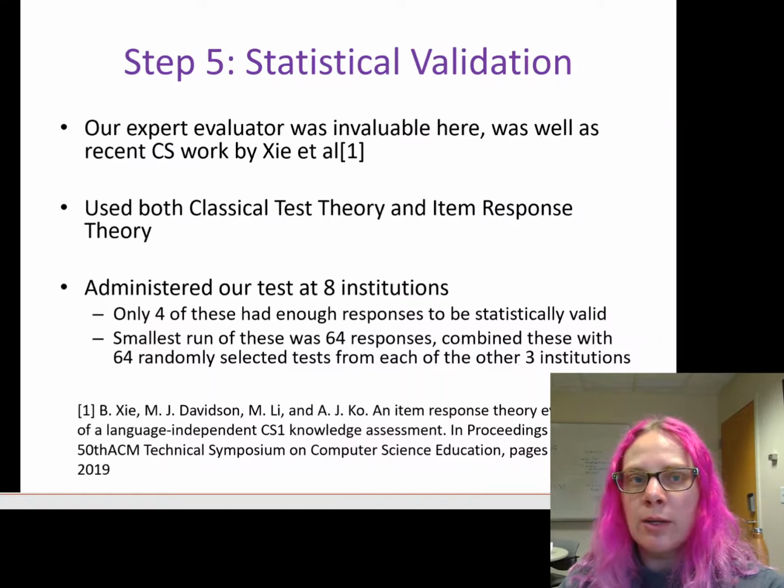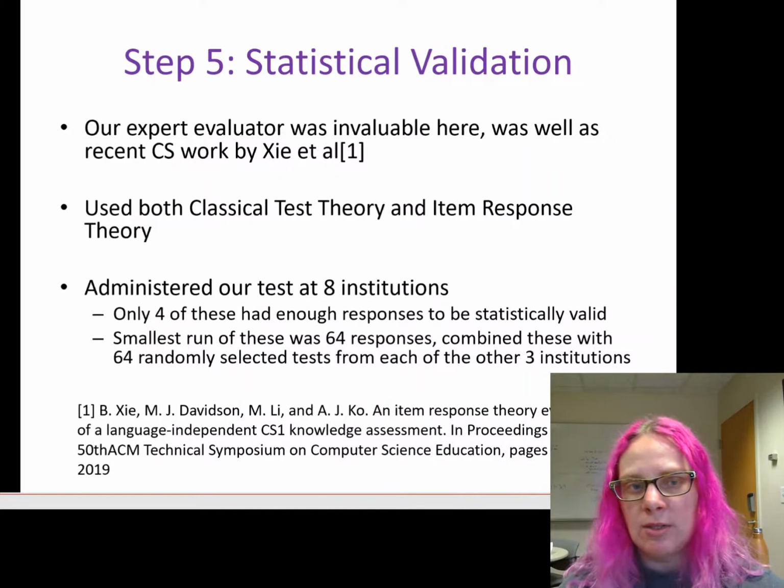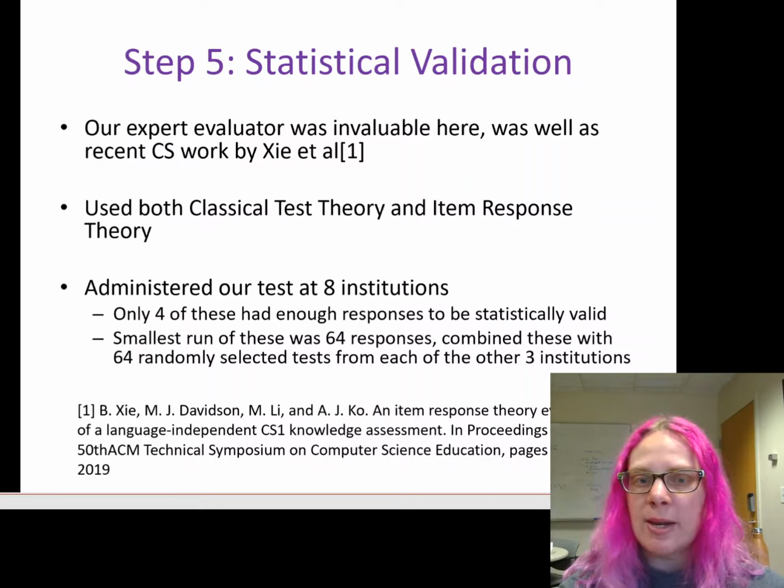So for our validation, we used both classical test theory and item response theory, and we administered our tests at 8 different institutions. However, we ran into a problem in that only 4 of these had enough responses for actual statistical validation. And so our smallest run that was big enough for statistical validation was 64 responses. What we did was we combined these with 64 randomly selected tests from each of the other 3 institutions. And that's the sample that we ran our statistical validation on.